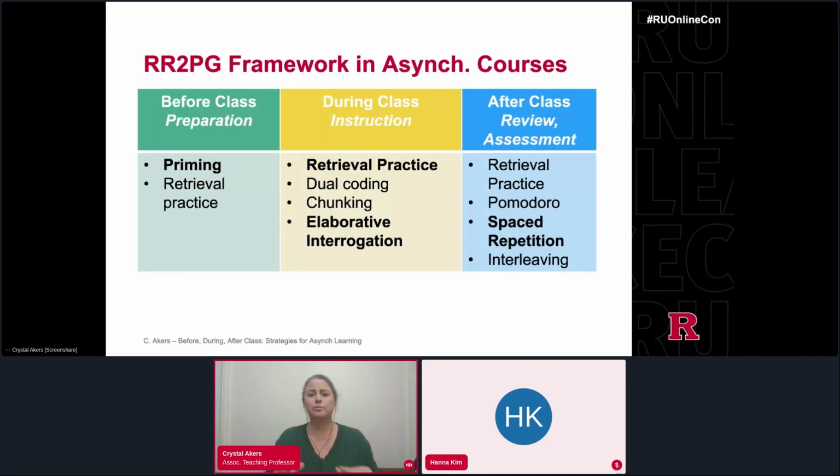All right, so just before we move on, I want to return to this instructional framework that inspired this talk from Dr. Tabanli's RR2PG semester support group. And what I'm proposing here is that to apply this framework to an asynchronous course, it helps to think about how these periods of time function for the learner, to think about the kinds of activities that will be taking place, preparation, instruction, review, and assessment, and then incorporate the learning strategies informed by cognitive science that align with those functions.